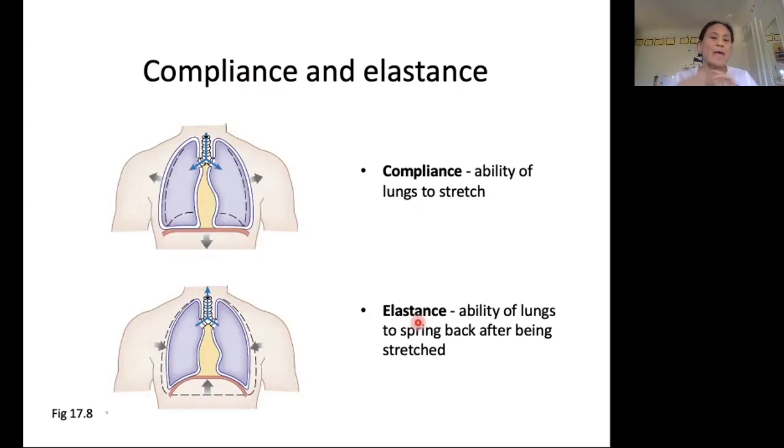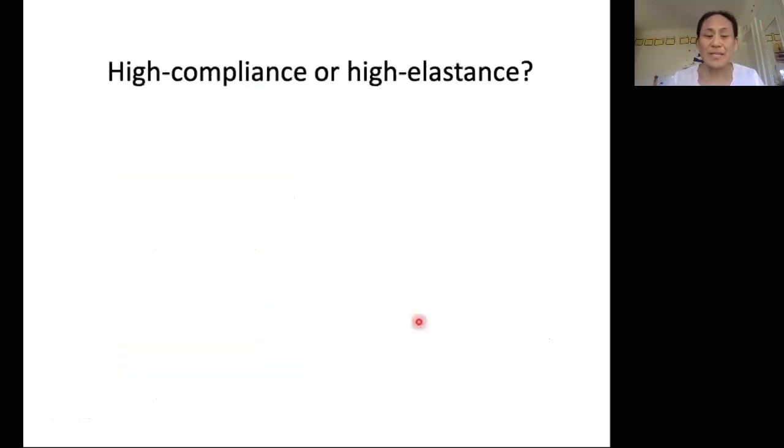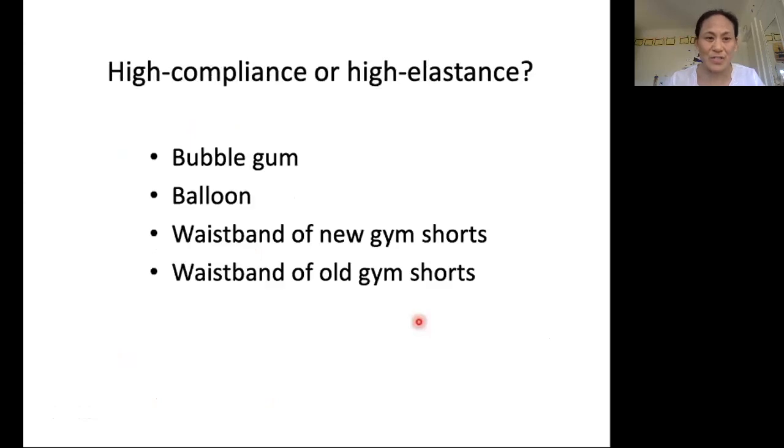Also, to think about this, the lungs need to be compliant to be able to fill with air. So compliance is important for filling the lungs with air, whereas elastance is important for the ability of the lungs to empty. We're going to do a little exercise here to make sure that you understand these concepts.